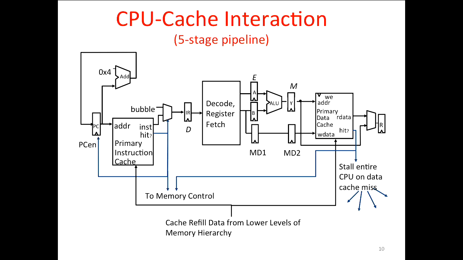The way you freeze the pipeline is that each of these registers in the pipeline has an enable signal that says whether they should actually update on the next clock edge. When you see you get a miss, you just disable all the registers from updating so they won't update at the next clock edge. So the pipeline won't advance. It'll just stay put, while off to the side, you're fetching data from memory and refilling the cache. It's almost like when the data cache misses, you freeze time for all the instructions in the pipeline.